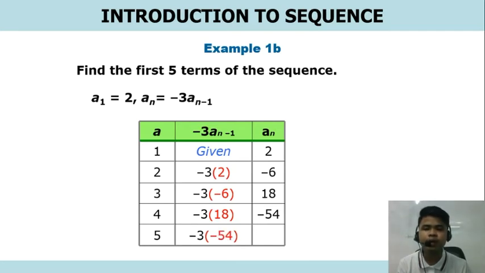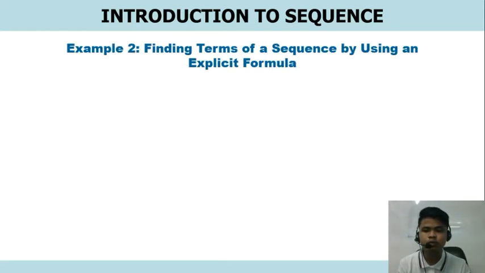It will become negative 3 times negative 54. Then negative 3 times negative 54, both factors are negative, so the answer will be positive 3 times 54. The answer is positive 162. Therefore, the first 5 terms of the sequence are 2, negative 6, 18, negative 54, and 162.